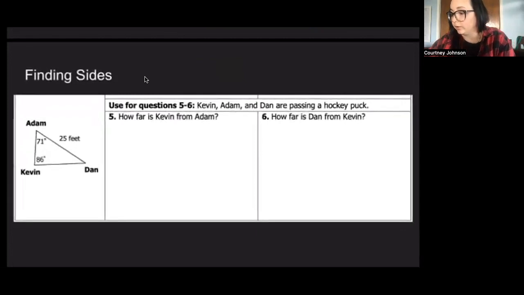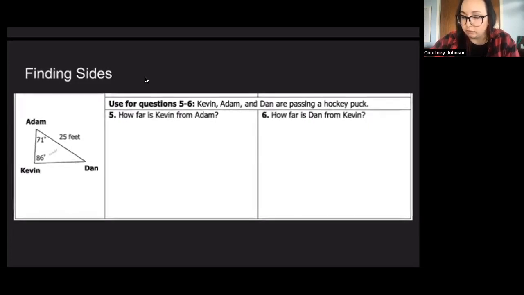Okay. So we've got a little bit of a picture to demonstrate how we can continue finding sides. So we were finding sides and we're going to continue, but this time we have a little bit of a story. So let's answer number 5, for example. How far is Kevin from Adam? And it tells us that Kevin, Adam, and Dan are passing a hockey puck. Okay, so they're making this nice little triangle shape. And we can see that between Adam and Dan, there's 25 feet, okay? So if we look across from the 86, opposite from the 86, we've got 25 feet.